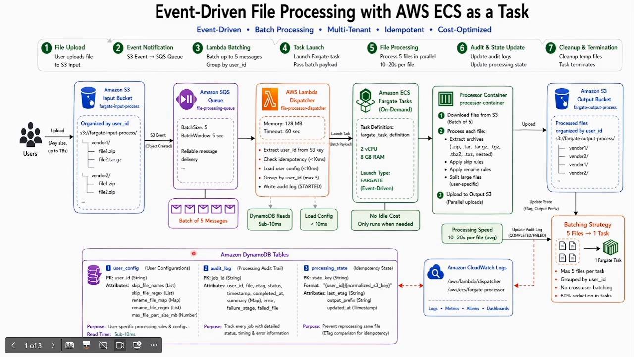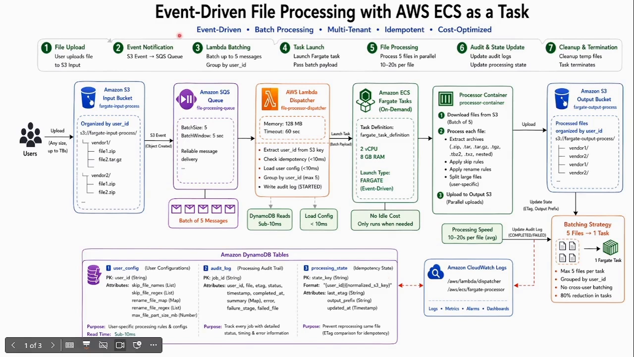These are the Amazon DynamoDB tables. Basically we have three tables. One is the user config, another is the audit logging, and the third is the processing state. The processing state is used for the idempotency check. So if, for example, a user uploads the same file again and the content is the same, then the process will skip the processing of the file. But if the file name is the same and the content is different, then it will process it. So this is all about the first approach.